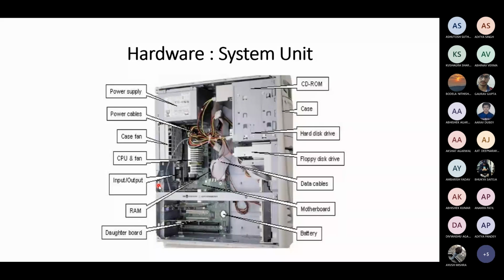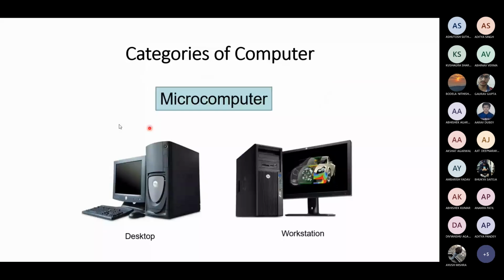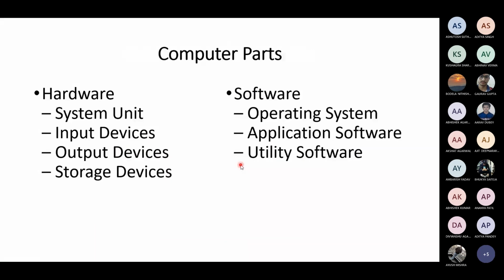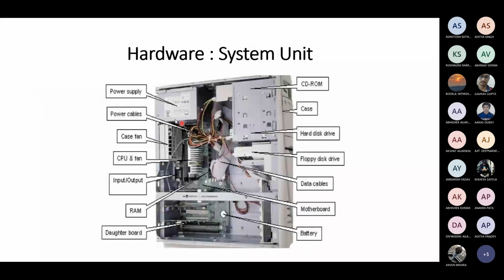If you open a system unit, this is called a system unit. If you open this box, it will look more or less like this. You got a power supply, you got power cables, you got a CD or DVD ROM. You got a hard disk, you keep the hard disk here to store. This is also called secondary storage. We'll discuss that in detail in the upcoming slides.